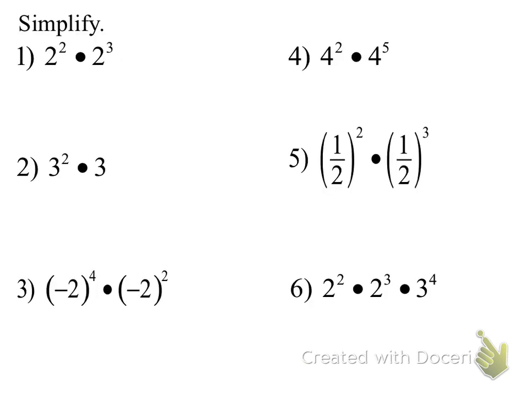All right, so let's practice it a bit. Why don't you guys try 1, 2, and 3 right now? Actually, why don't you try them all? You want to do the first one together? Yeah, let's do the first one together. Okay. 2 squared times 2 to the third makes 2 to the what power? 2 to the fifth power.